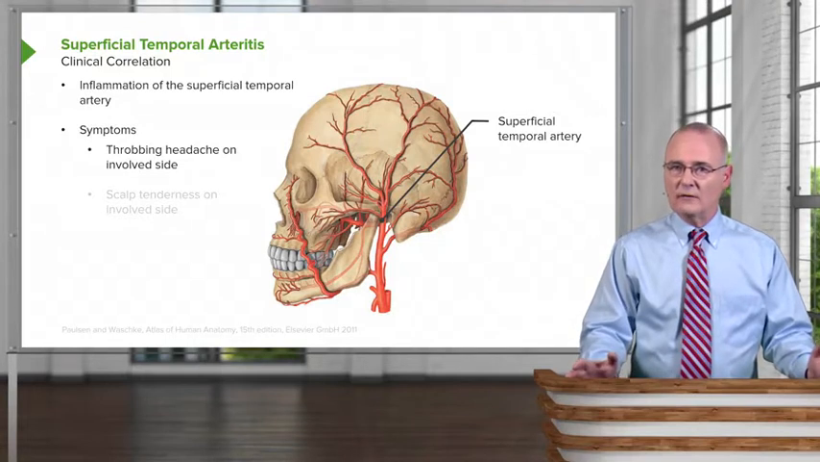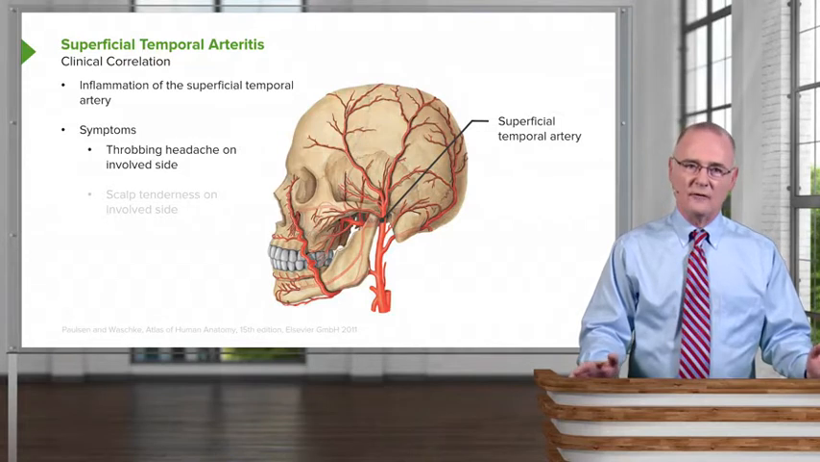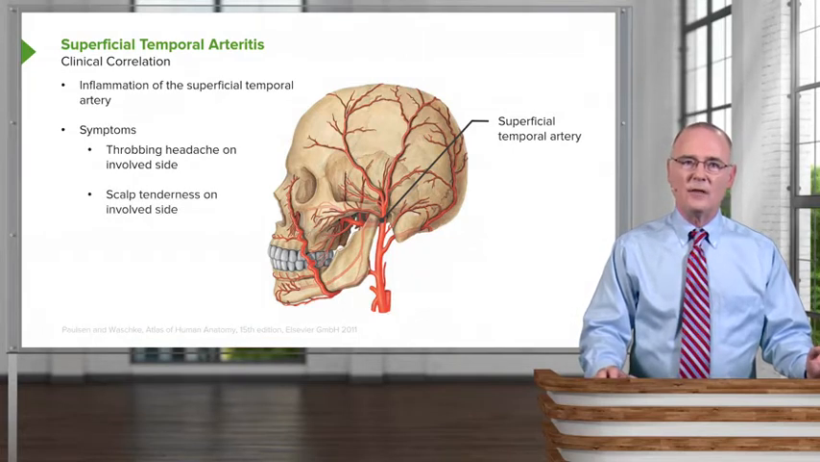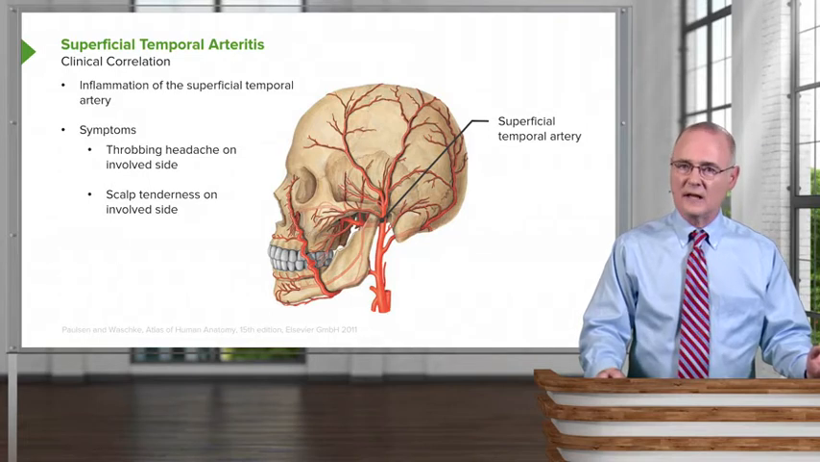So here we're looking at the left superficial temporal artery. So if this is the inflamed artery, then that throbbing headache would be on the left side. The other symptom that can be associated with this clinical condition is the scalp on the involved side can have increased tenderness. So it's very sensitive to touch because of the inflammatory state.